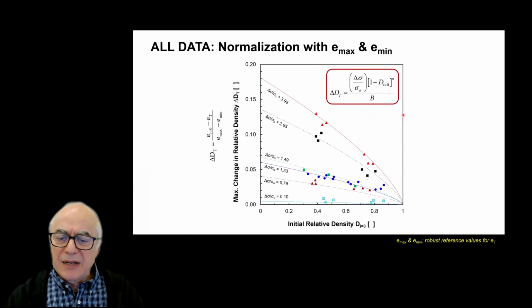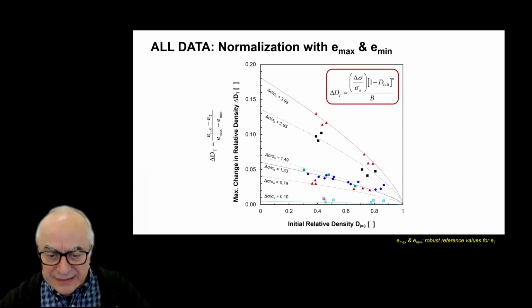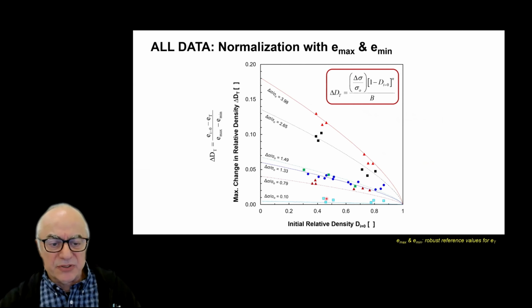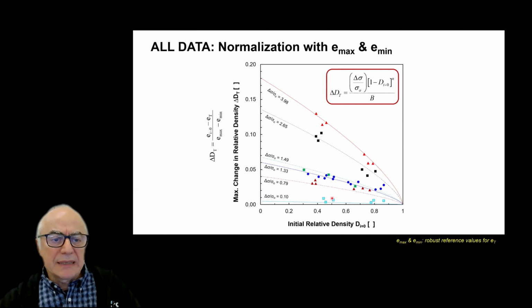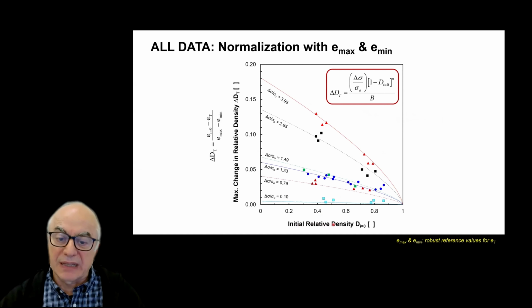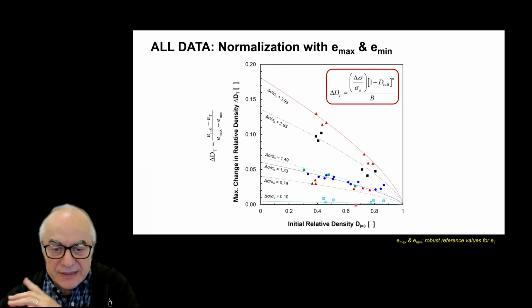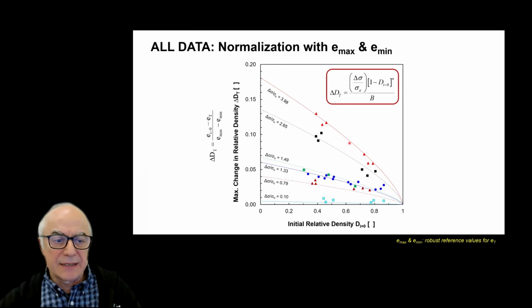We can take a look at a large number of data sets that we have created. Each of these points is a test, a full test with a large number of cycles, and we plot all the data and try to normalize it, plotting the initial conditions in terms of relative density, the standard relative density, using Emax and Emin as reference values to superimpose different sands being tested here.